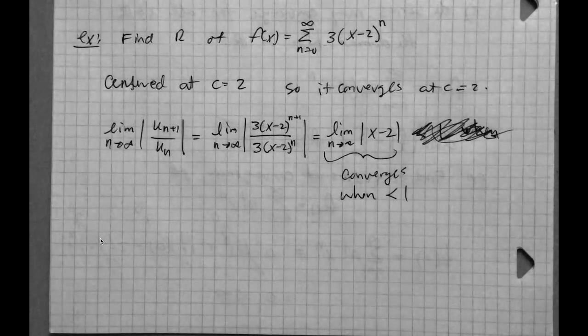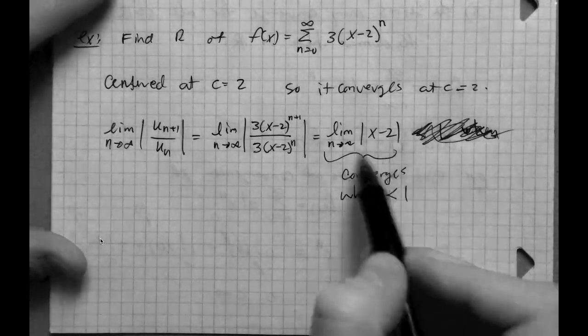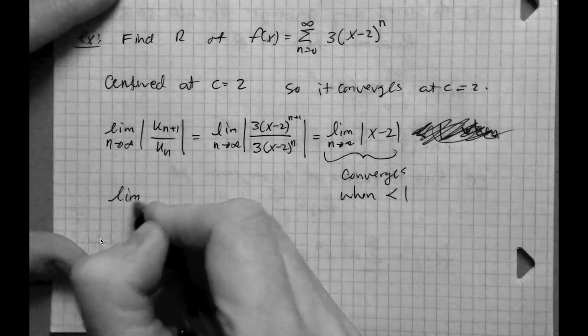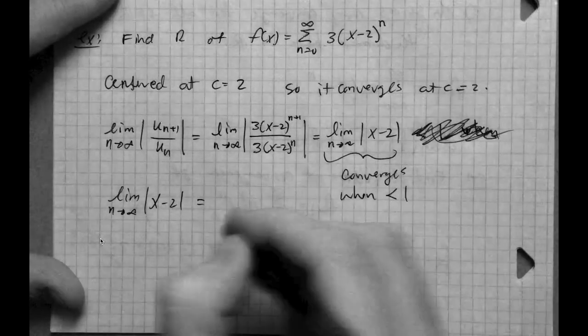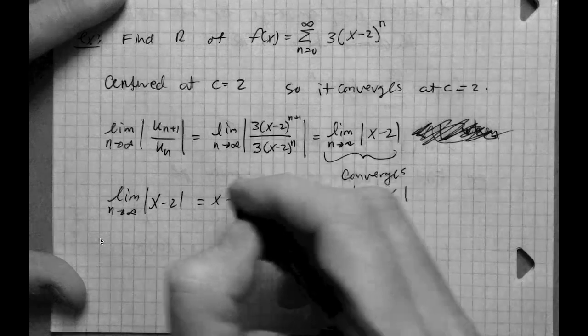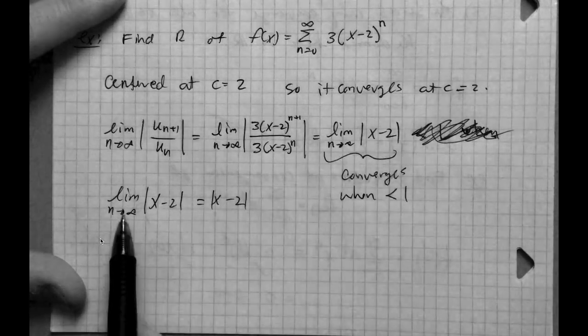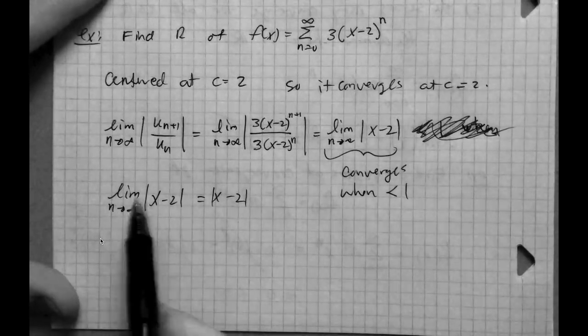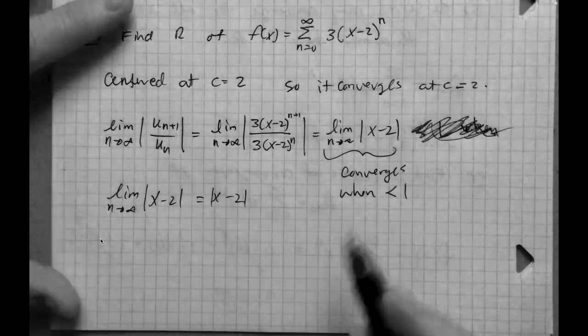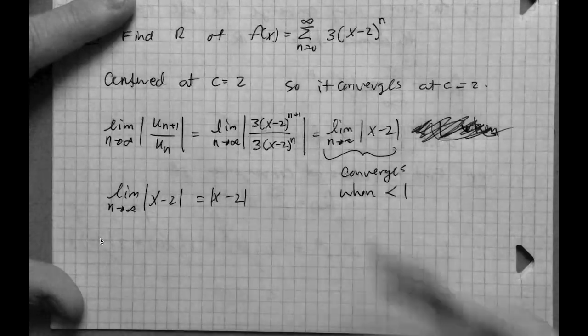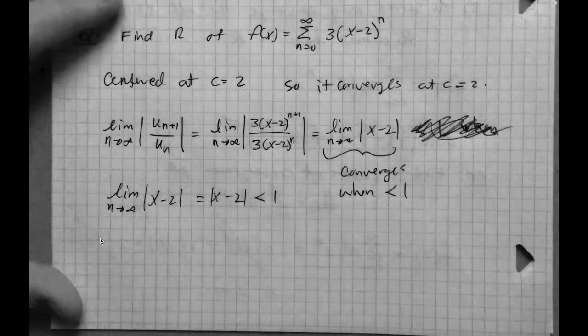Okay, and so the limit here is obviously just equal to the absolute value of x minus 2, right? There's no n here. So the limit is x minus 2 itself. And so this will converge whenever this piece here, x minus 2, is actually less than 1.